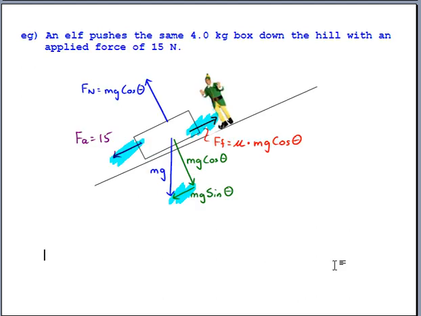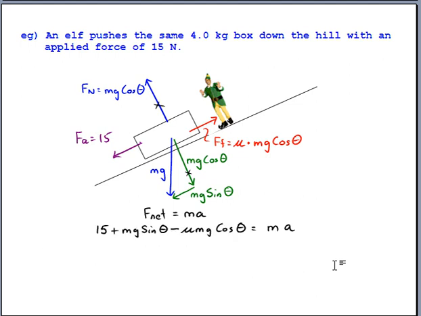Right? The 15 is forward, the mg sine theta is forward, the mu mg cos theta is backwards. We'll just say F net equals ma about that. So yeah, we've got a forward 15, a forward mg sine theta, and a backwards mu mg cos theta. And it's going to make that mass accelerate. There is no mass on the 15 term, so this is not a mass-independent problem. You'll have to keep that mass, that 4 kilograms, in all of those other terms, and then plug and play from there. Okay, so there goes in the 4.